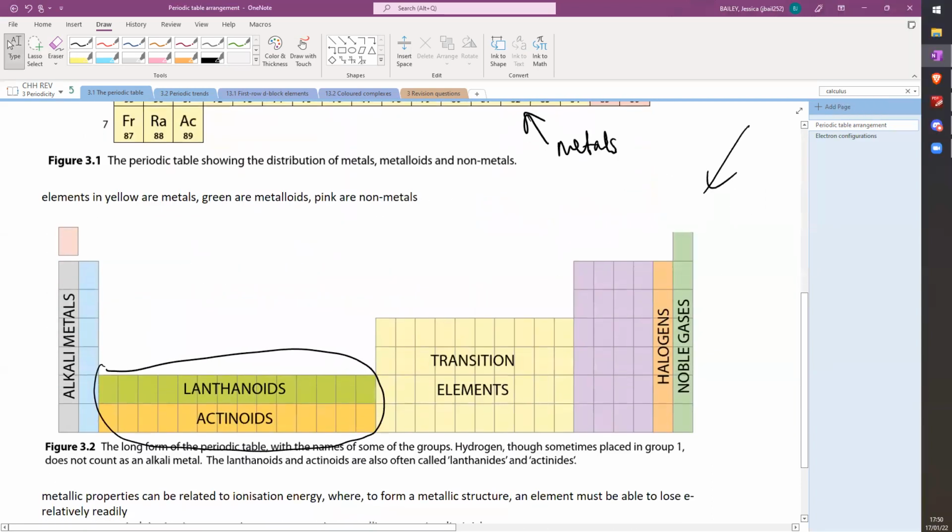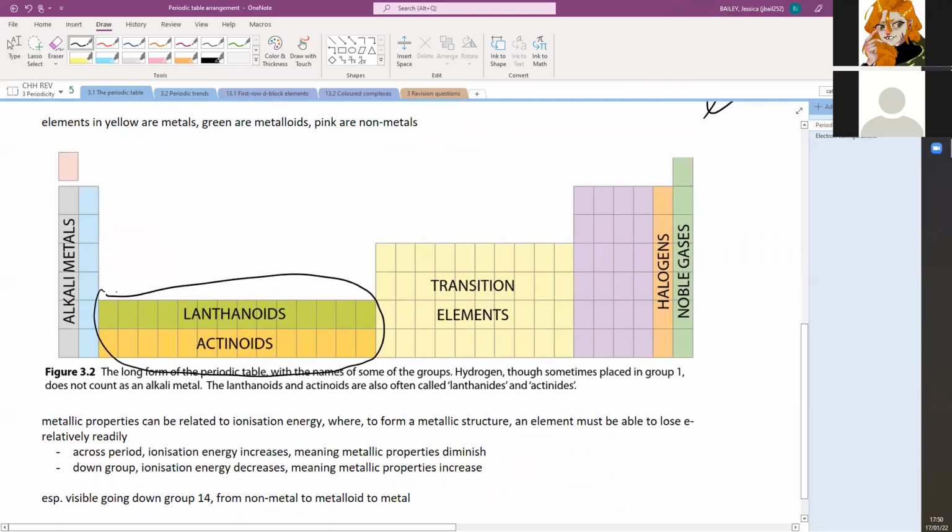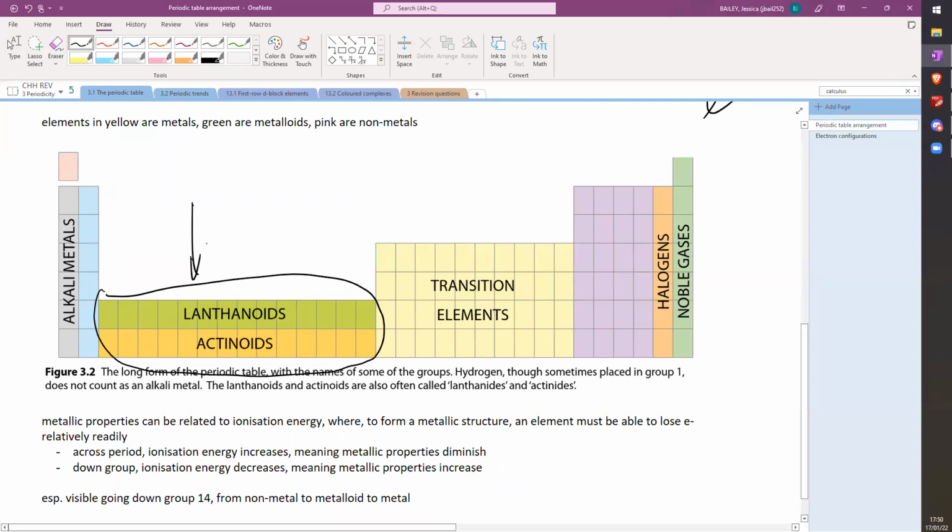And this is another way of illustrating the periodic table when you have this lanthanoid and actinoid section actually put in. So this is what a normal periodic table looks like. Sometimes they separate this section outwards though, so that it's easier to fit on a page. But yeah, so these names you should already know.